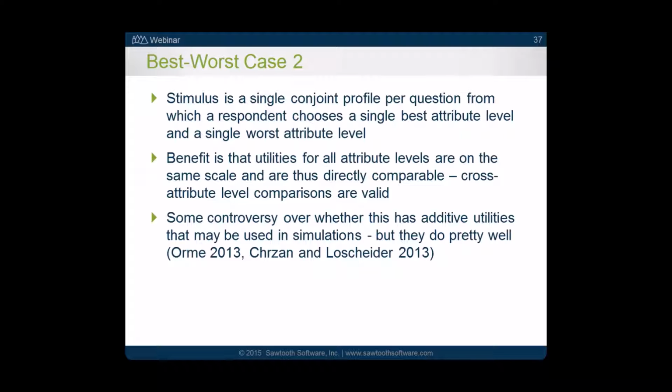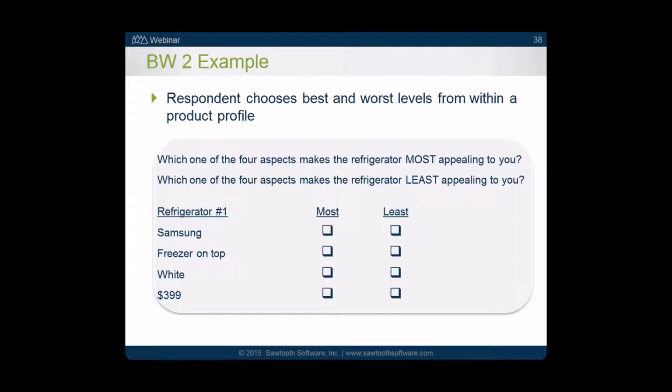A benefit, well, we'll get to the benefits in a minute. Here's what the question looks like. So here's a refrigerator concept. It's a Samsung with a freezer on top. It's white and it costs $399. And all we have respondents tell us is which one of these most makes you want to buy the refrigerator and which one of these least makes you want to buy the refrigerator. That's the entire respondent task there. We have them do that obviously several times like we would any other conjoint or MaxDiff experiment.